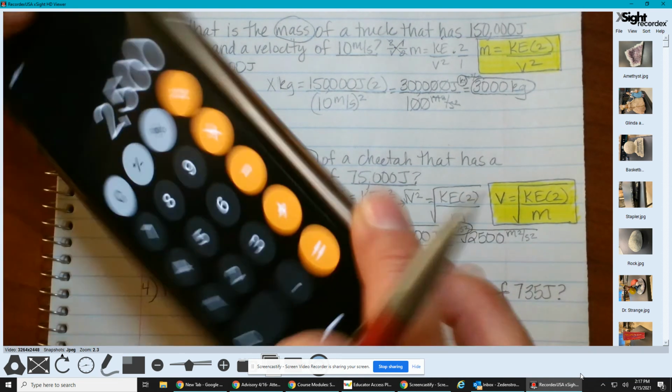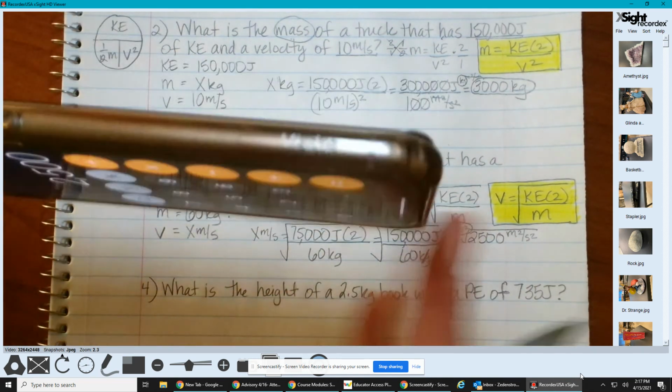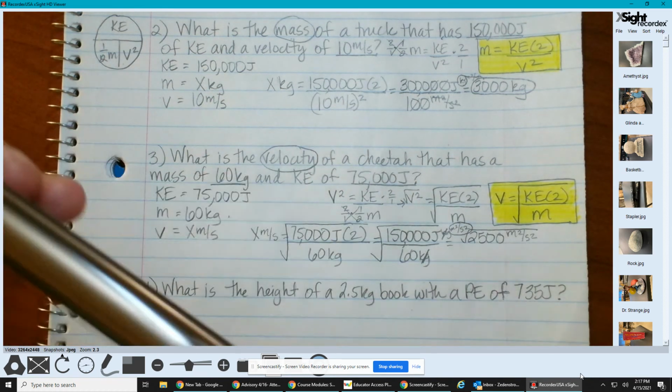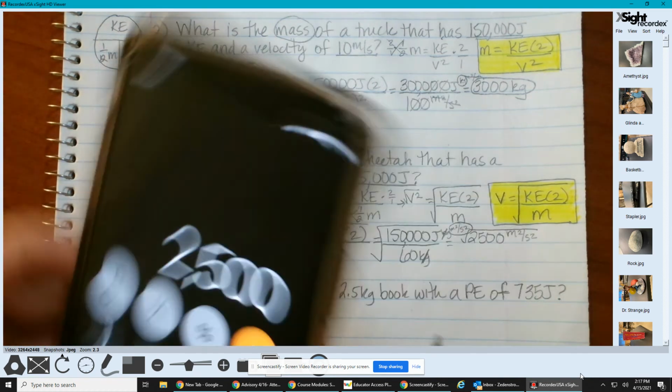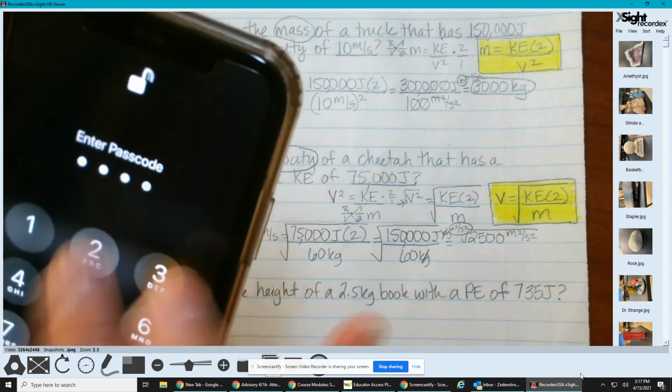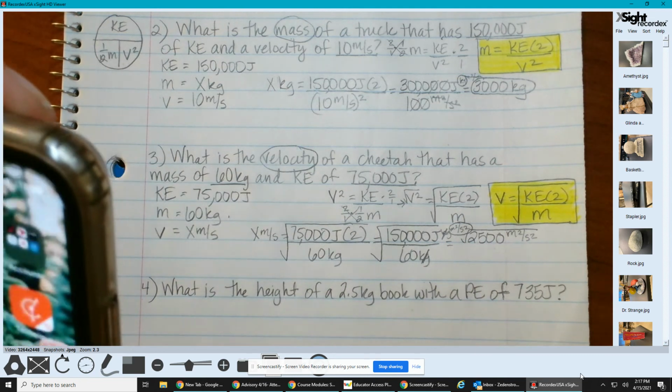So for the square root, I have to flip my calculator sideways. Maybe it doesn't like me. Okay, I'm going to try that one more time. Calculator. There it is.